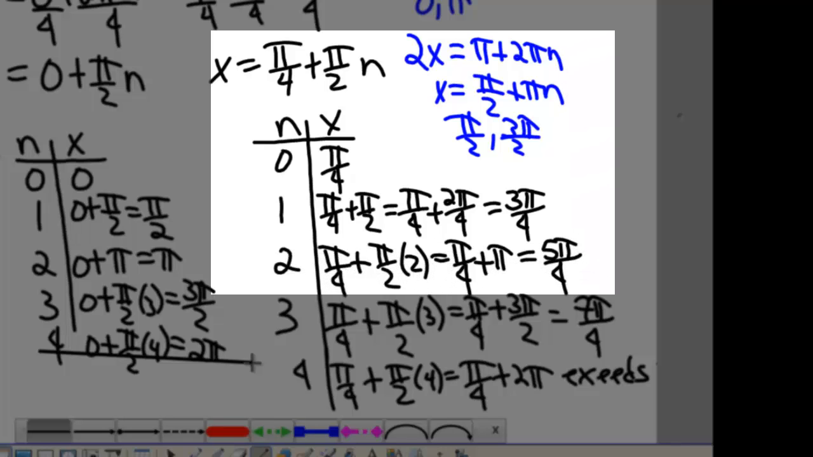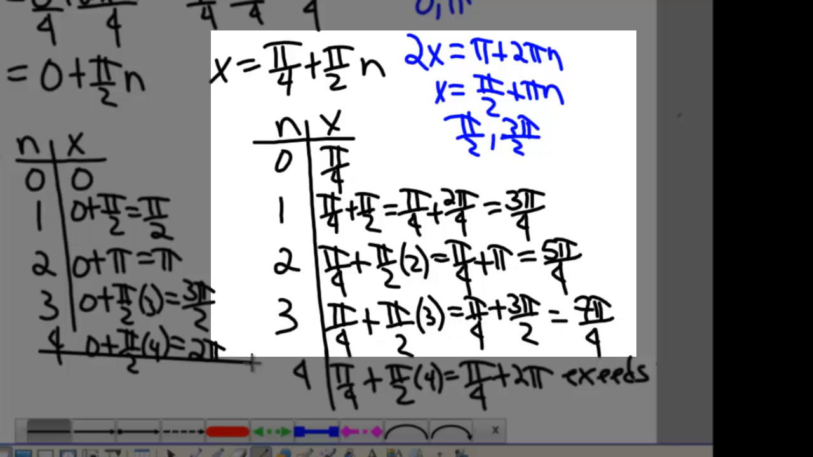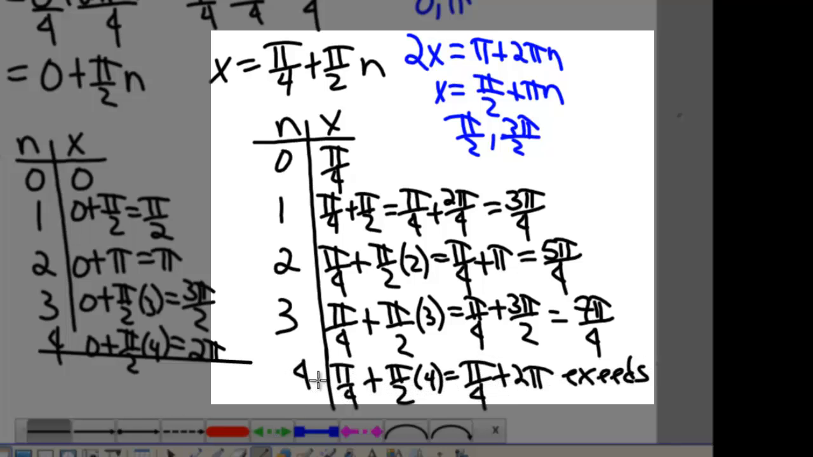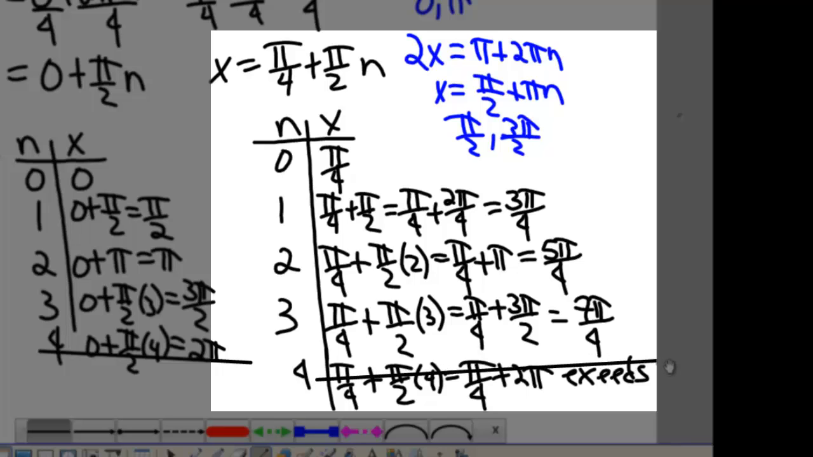When n is 2, that's pi over 4 plus pi over 2 times 2, which is pi. And when I get a common denominator, that yields 5 pi over 4. When n is 3, that's pi over 4 plus 3 pi over 2. Again, when I get a common denominator, I get 7 pi over 4. Once n is equal to 4, I would yield something that exceeds 2 pi.